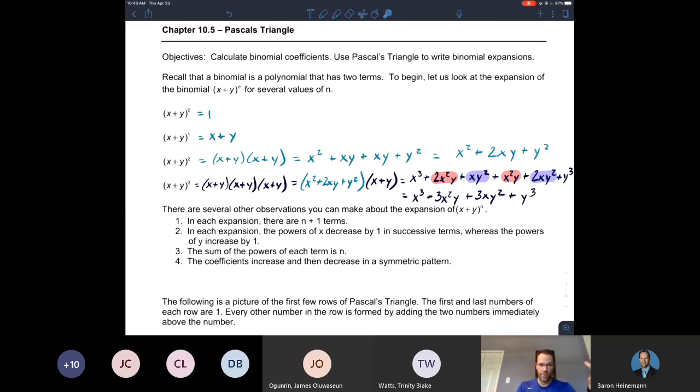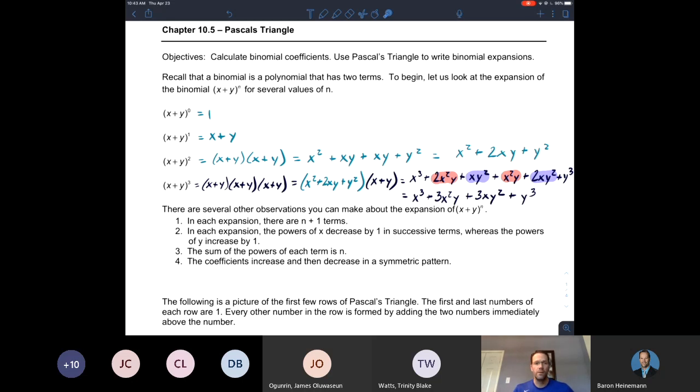The second term in your binomial, which is y, increases. They start at 0. Technically here it's y to the 0, and then it goes y to the first, y to the second, y to the third. That pattern is always true. You can look at the one above it. It starts at x squared, goes to x to the first, and then it's x to the 0. And then the y is y to the 0, y to the first, y to the second. So they alternate. One of them increases while the other one decreases. That's observation number 2. Does that make sense to everyone? Any questions about that?